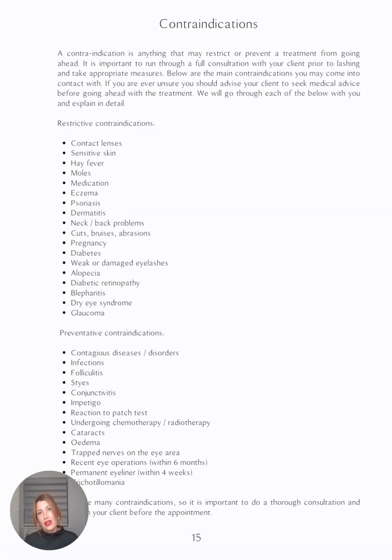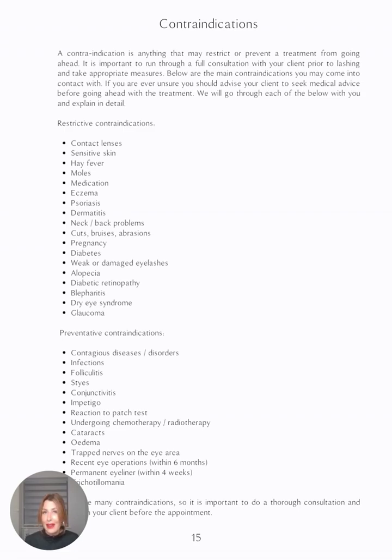Undergoing chemotherapy, radiotherapy, if they're undergoing any of these sort of treatments, their immune system is going to be low. It's highly likely that they are going to react and they're going to have an allergic reaction. If they have had any recent eye operations, obviously generally you would want a note from their doctor, but you want to generally wait for 6 months.